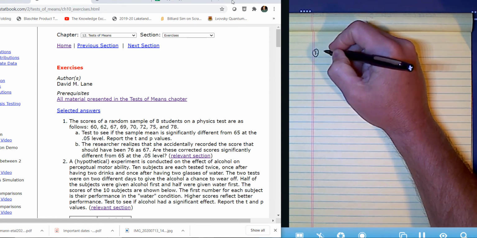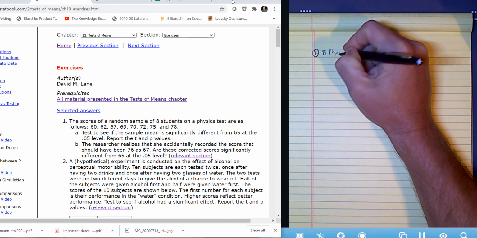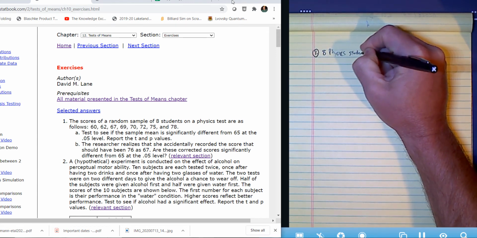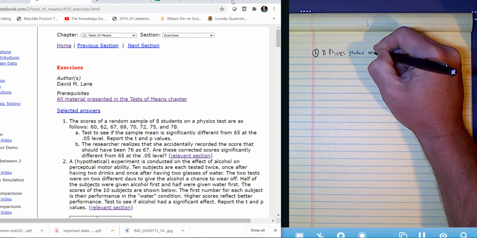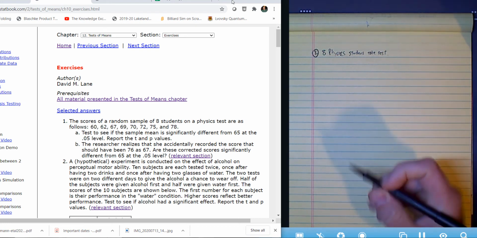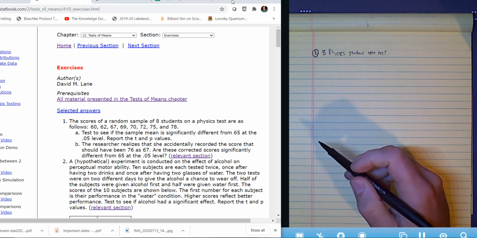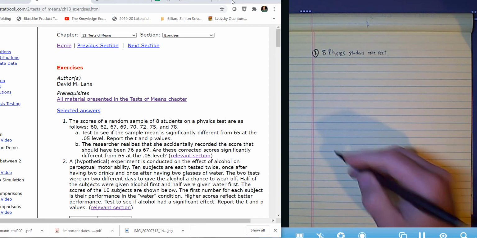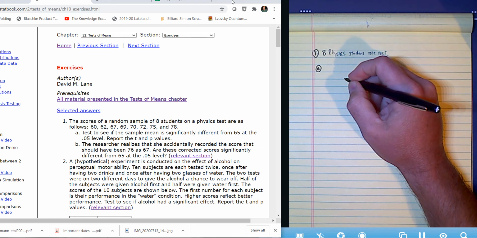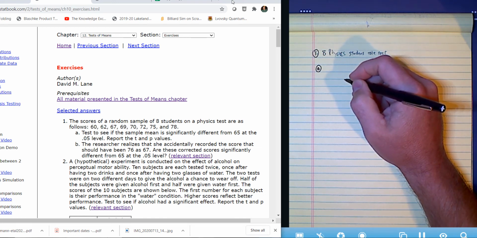Okay, so we have 8 physics students take a test. And there's the numbers there over to the left. I could write them down, but I'm going to be putting them in a calculator or computer pretty soon. So part A says, test to see if the sample mean is significantly different from 65 at the 0.05 level.